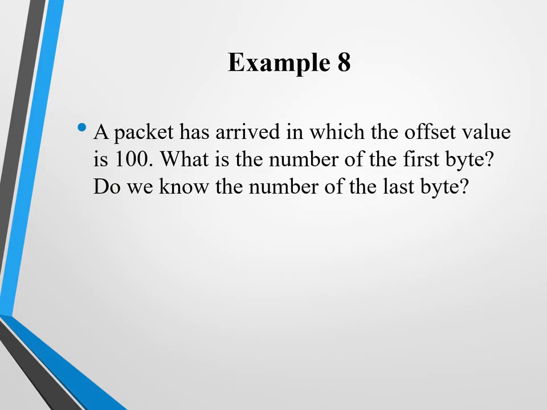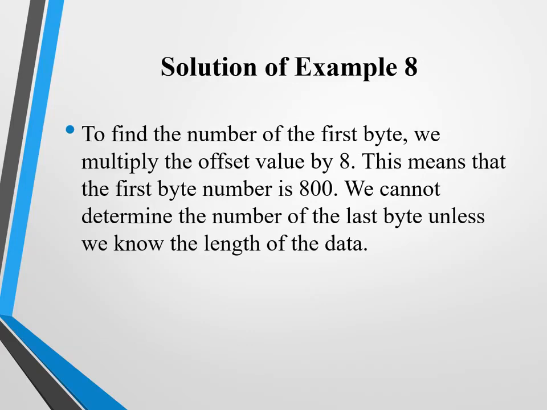A packet has arrived in which the offset value is 100. What is the number of the first byte? Do we know the number of the last byte? We'll see this question again. To find the number of the first byte, we multiply the offset value by 8. So this means that the first byte number is 800. We cannot determine the number of the last byte unless we know the length of the data. जब तक हमें length of data नहीं पता होगा, we cannot measure the last byte.